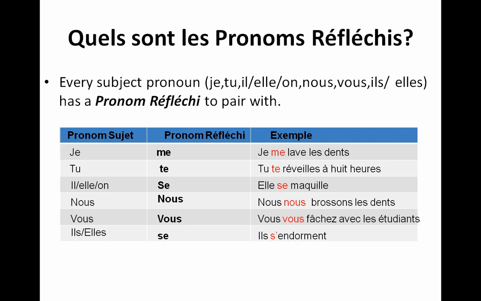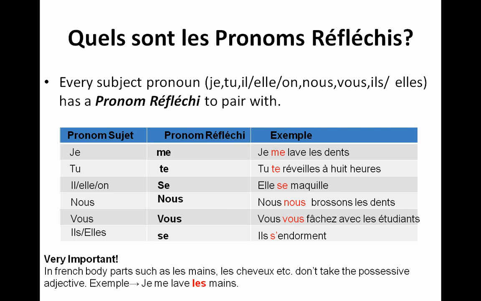Okay? So same thing for les dents. Les mains. Je me lave les mains. I wash my hands. You don't use the possessive. In French, you use just an article in front of the direct object. So this is very important, and I specified underneath here: in French, body parts such as les mains, les cheveux, etc., don't take the possessive adjective. Example, je me lave les mains. Okay, not mes mains, les mains.